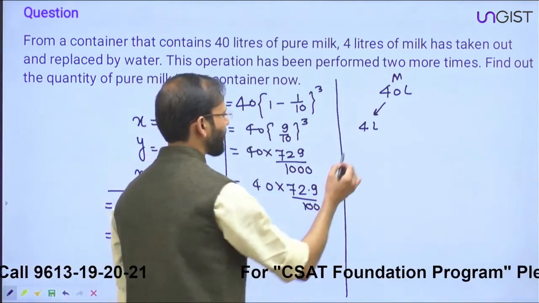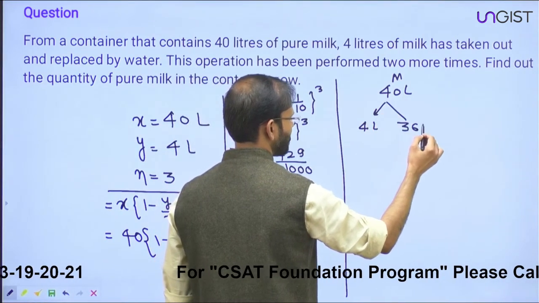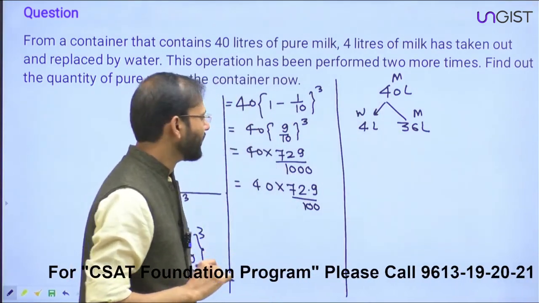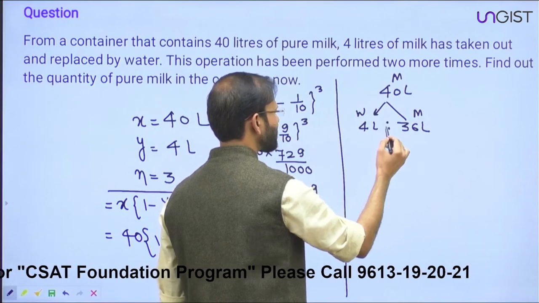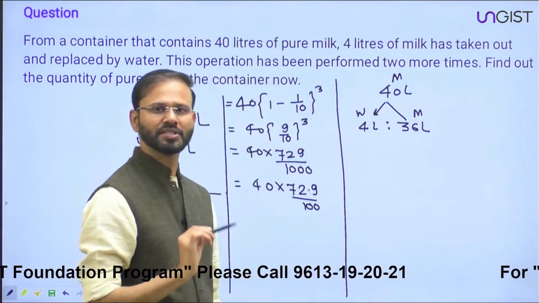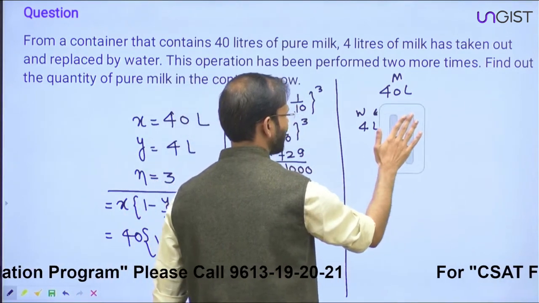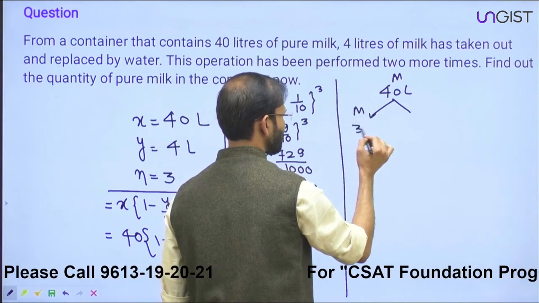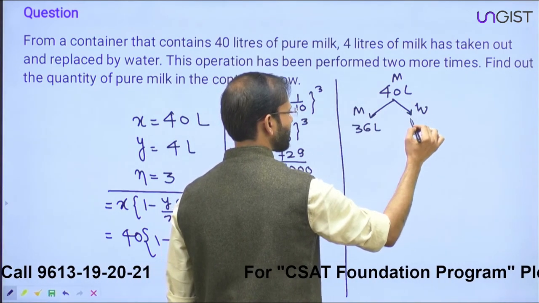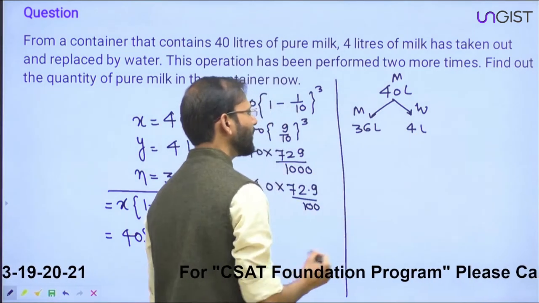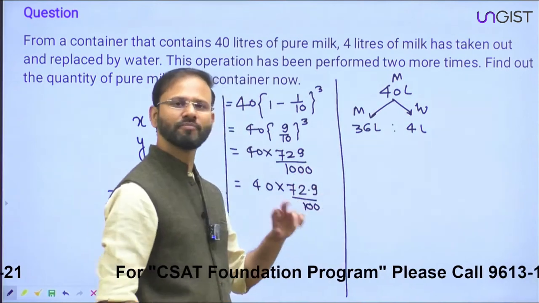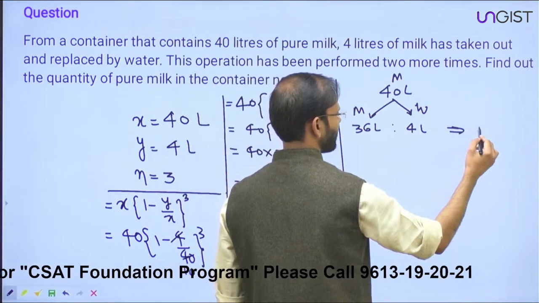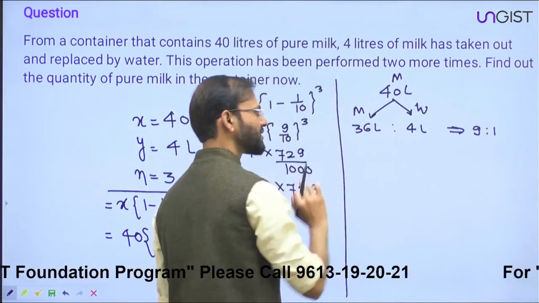Clear? So now 36 liters milk and 4 liters water. This time this is the mixture of milk and water. I should maintain the order, so milk is 36 liters and water is 4 liters. Clear? So what is the ratio? The ratio is 9:1. Everybody, this is the mixture of milk and water and the ratio is 9:1.